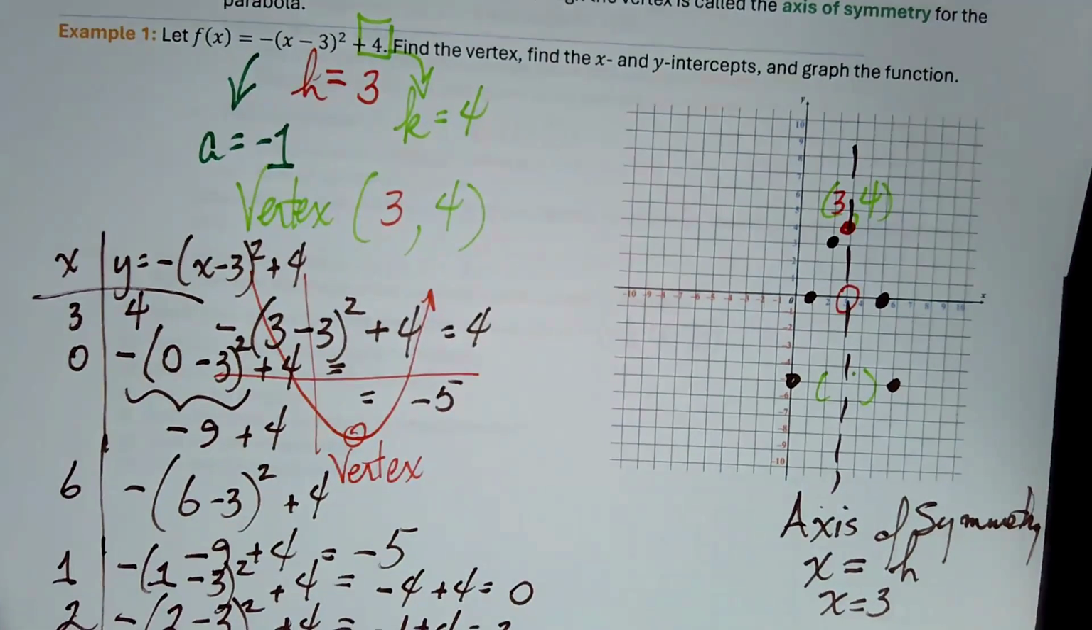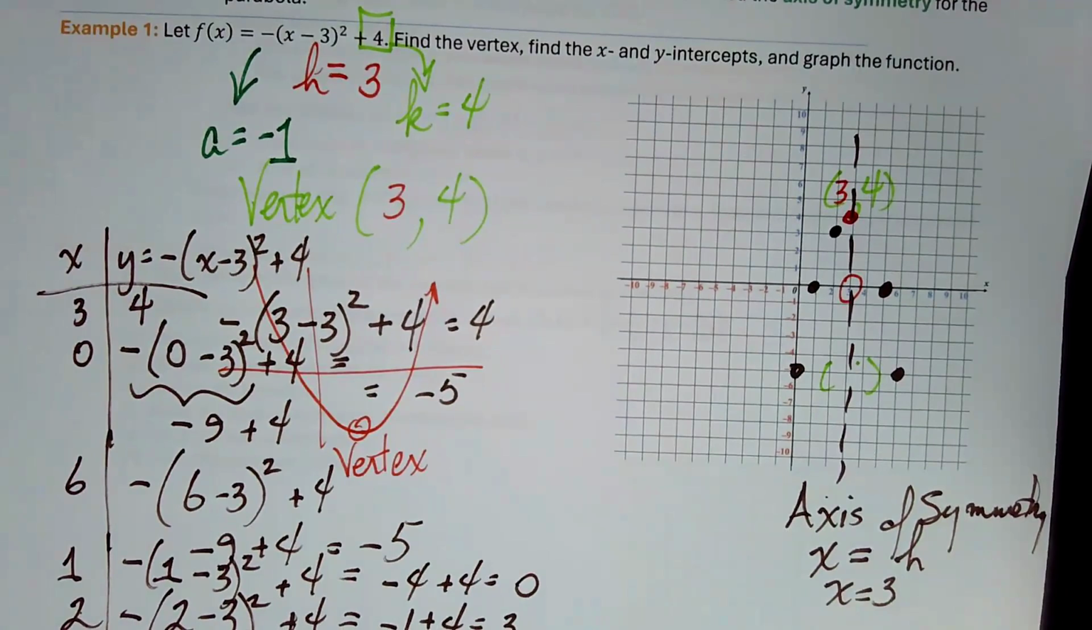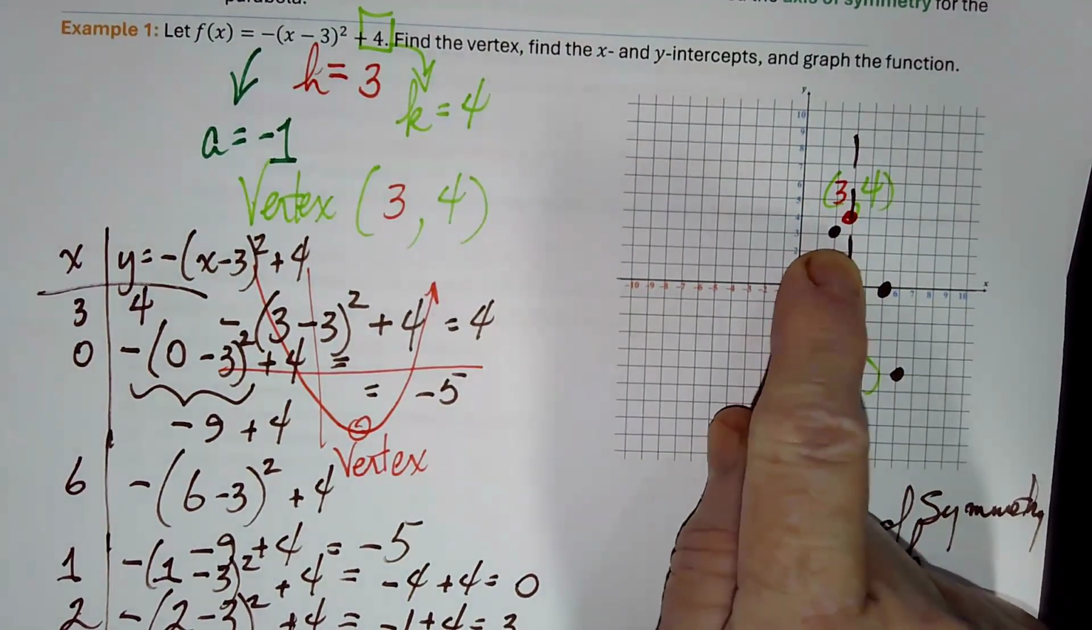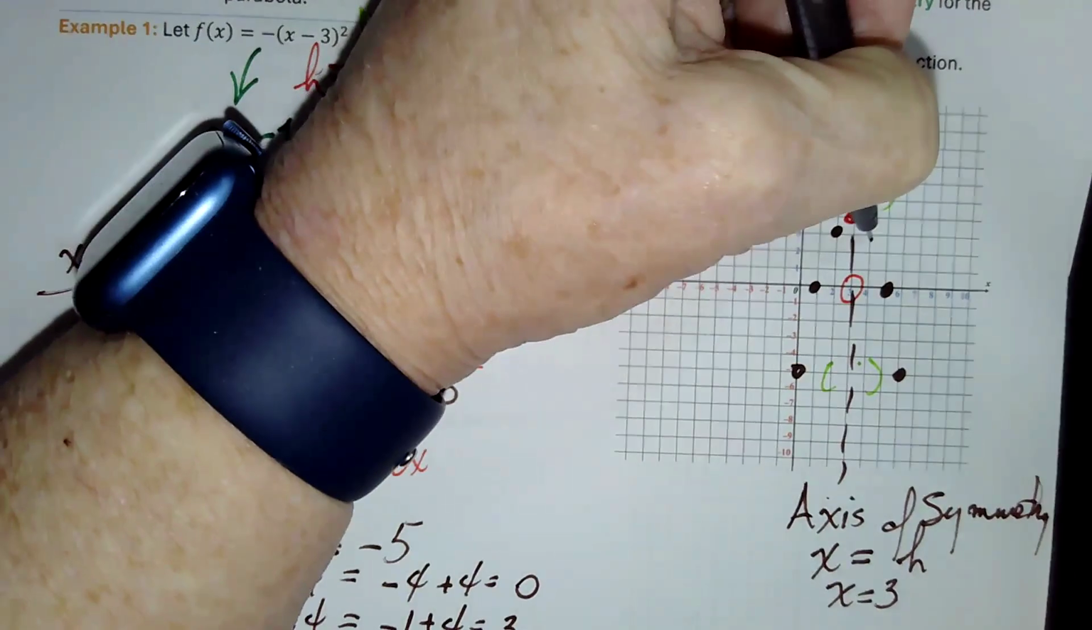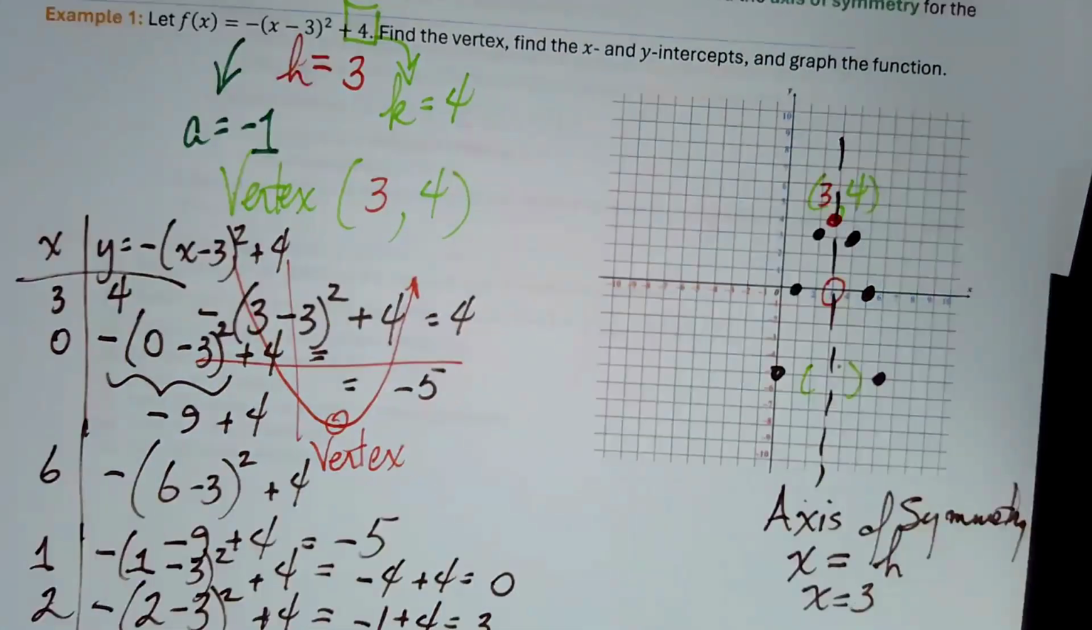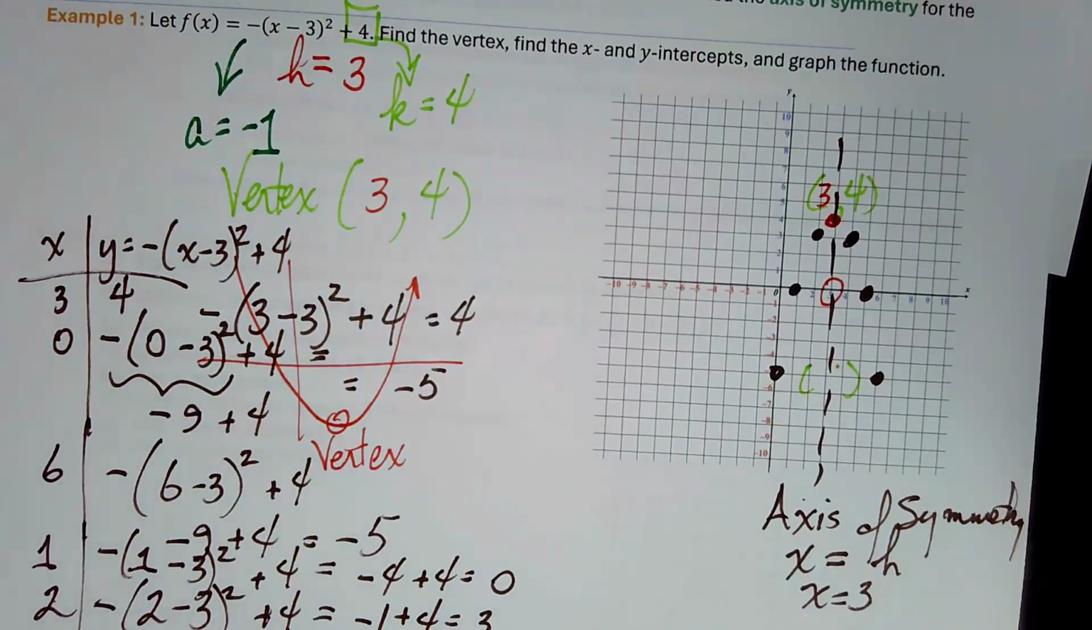Which other point do we have? We have a point one place to the left of the axis. What mirror? 4. Good. And that's nice because it halves the work that we have to do.